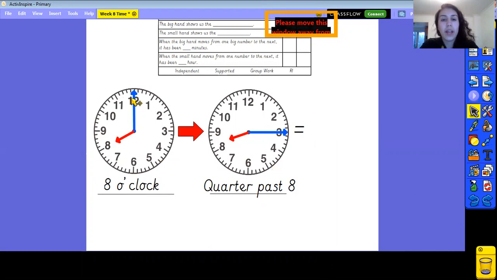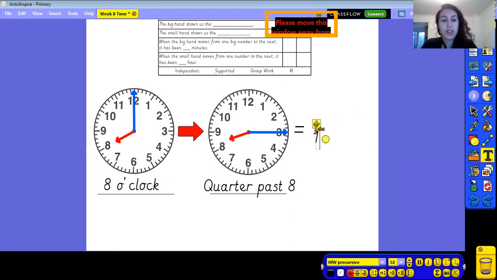So what we're going to look at is moving this hand to here. How many minutes have gone by? Well, it was here. So then by the time it goes here, that's 5 minutes. Then if it moves here, that's another 5 minutes, which is 10 altogether. And here's another 5 minutes. So we say 5, 10, 15 minutes. So between that gap, there is 15 minutes from 8 o'clock to quarter past 8.